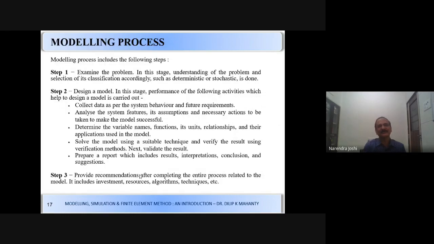The modeling process: how should you start? Briefly, I will try to tell you. Step one is to examine the problem. In this stage, understanding of the problem and selection of its classification accordingly, such as deterministic or stochastic, is done. What kind of modeling do I need to do? Should it be very detailed, or do I just want to understand the behavior of the system without going through the details? Should it be dependent on time or independent of time? These are all things you care about. Once we understand step one, we go to the next step.